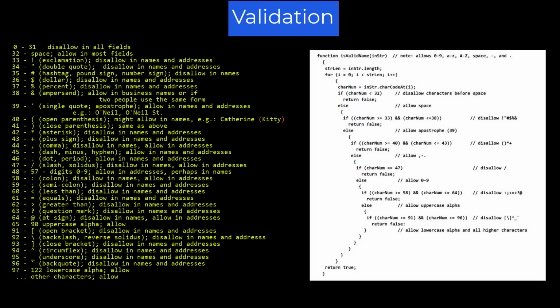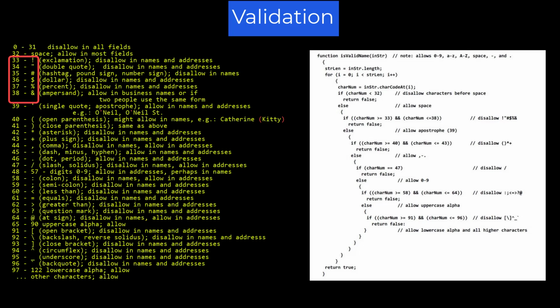Well, we keep on going down the list of characters and the assigned numbers. Next up is space, 32. And we want to allow that. And then we see that 33 through 38 are characters we don't want to allow in names. Exclamation point, double quote, pound sign or hashtag, dollar sign, percent sign, ampersand.